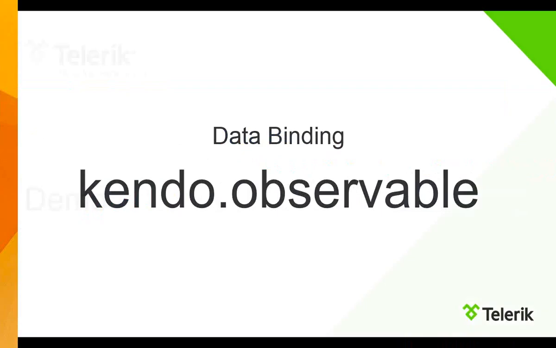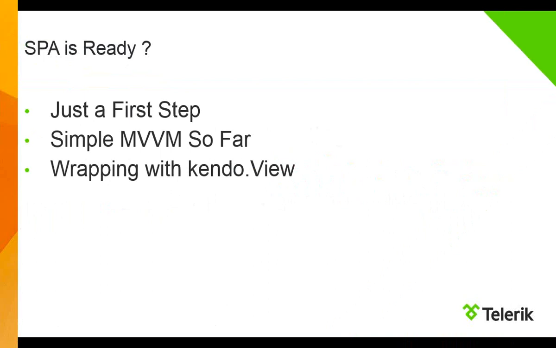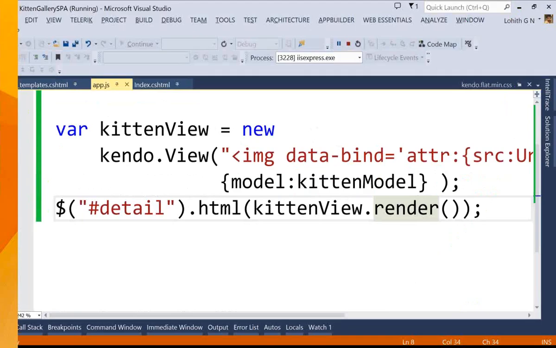there's one more thing that we need to take care of, and that's the demo we said. So is this SPA, is that all a SPA is about? Like, we create the dynamic content and everything. No, this is just a first step. We have done a simple MVVM so far. All we did was wrap a view with a kendo.view, and not only that, it needs a kitten list, right?